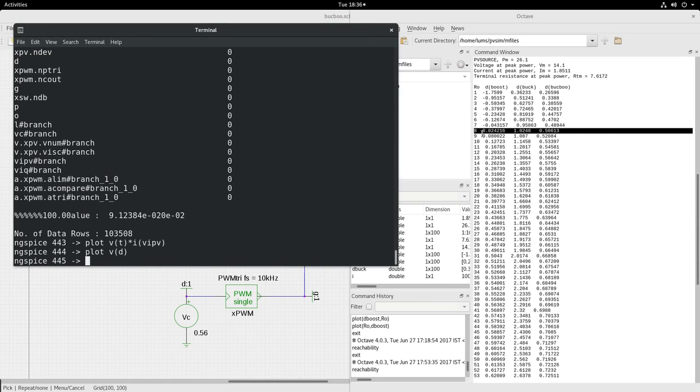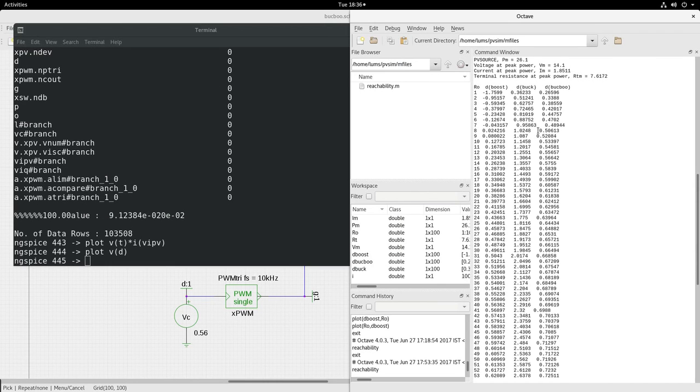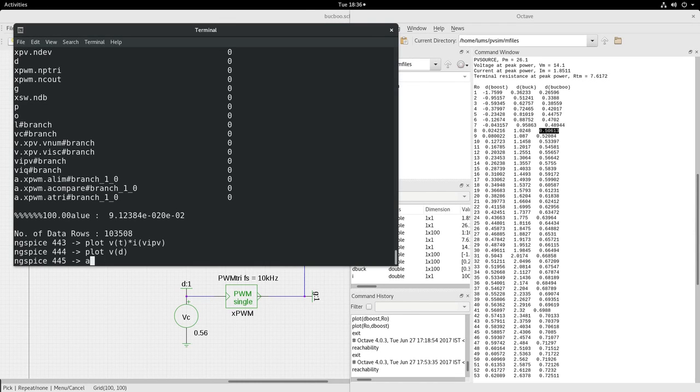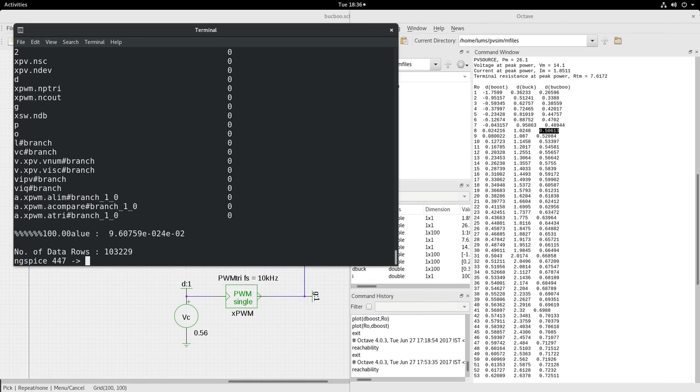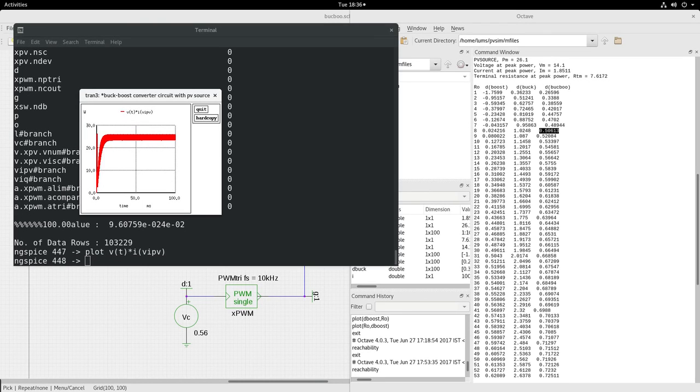Let me adjust it to what is supposed to be 0.5 duty cycle, which means VC of 0. So I will alter VC to 0 and then run the simulation, and you should see that the input power is brought back to the peak power point value, because now we have given a matching duty cycle such that RT is at the appropriate load line angle slope. Now you see that the power is back again to close to the peak power point.